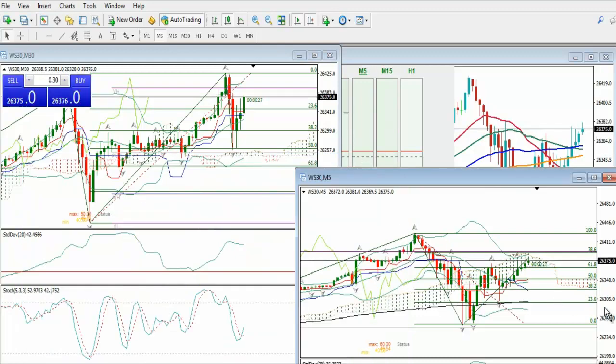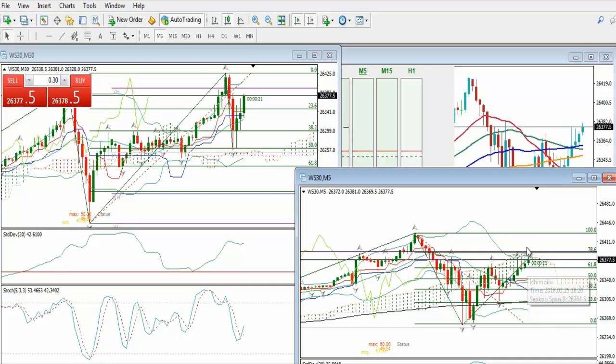Okay, that's it for now. I'm still waiting. Maybe I'm waiting for the DAX to close, and then we're going to see, maybe take a long position here, but I believe we're going to have a downward movement in a little bit.